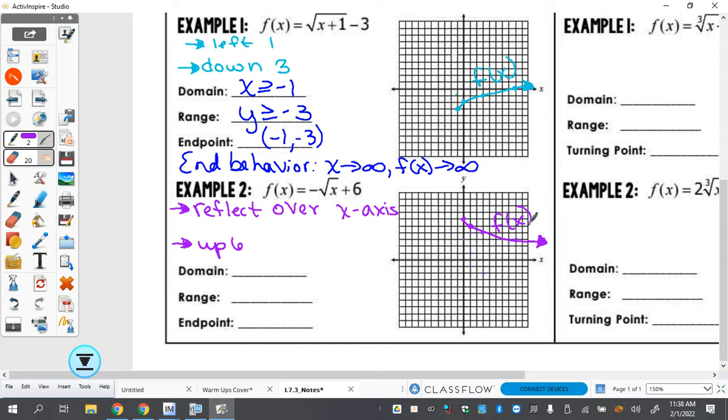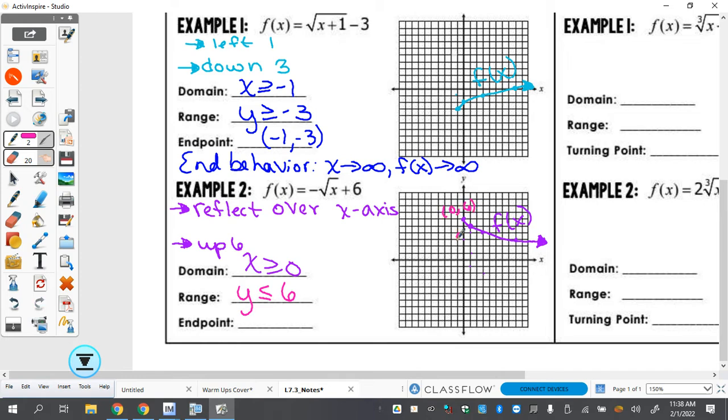So what would be our domain this time? Perfect. x is greater than or equal to 0. Now, because I reflected this one, my range is going to be slightly different. This time our range is going down. So this is going to be a less than or equal, and it's going to be at 6 because my highest y is a 6. So we got 0, 6.